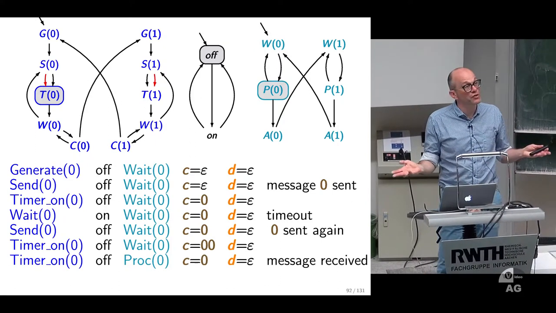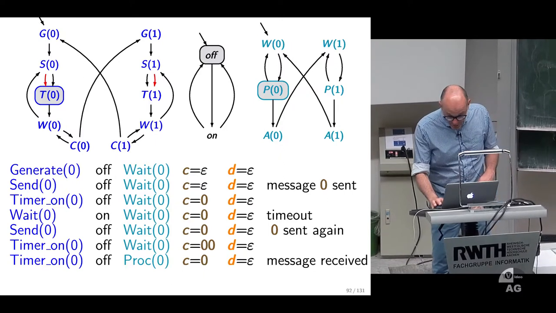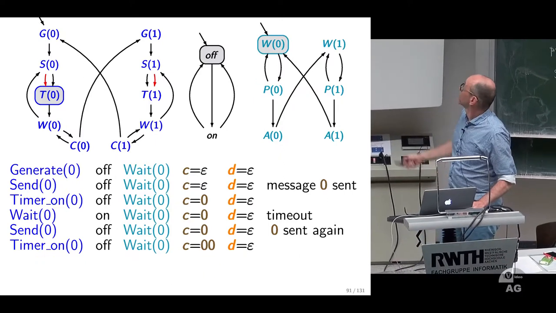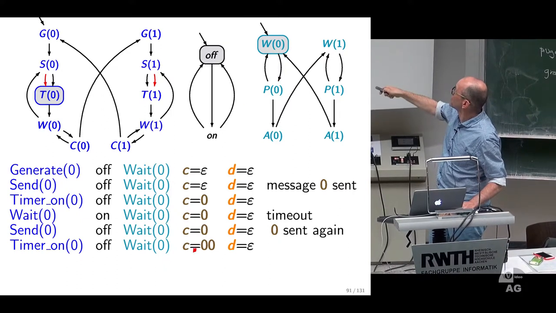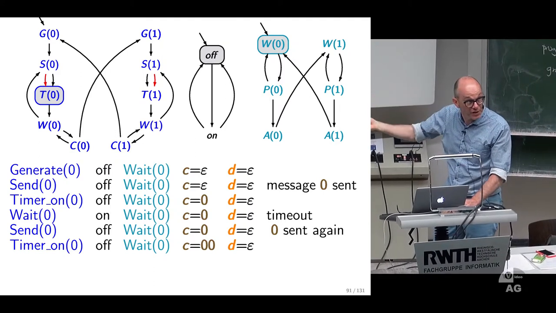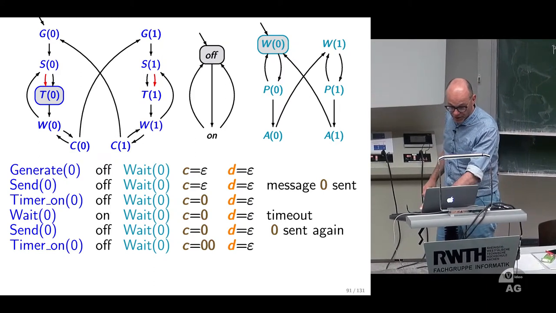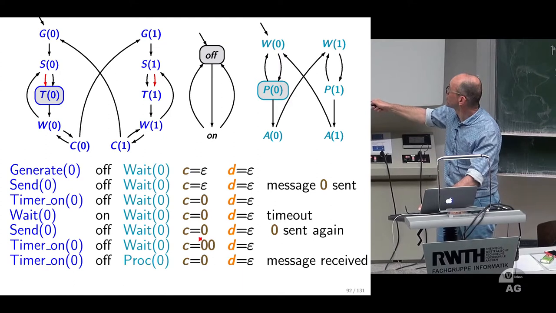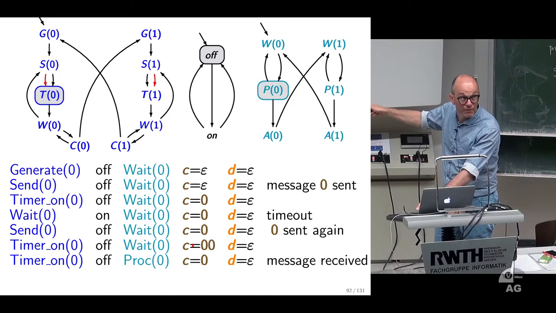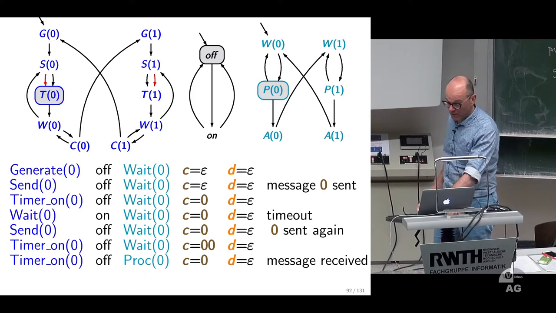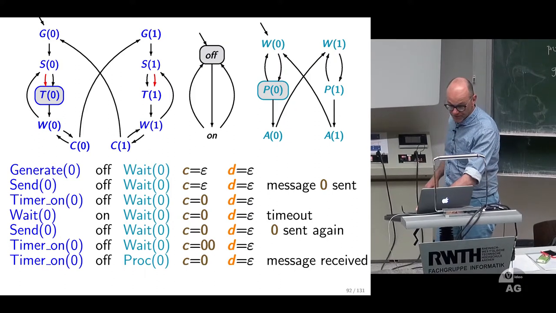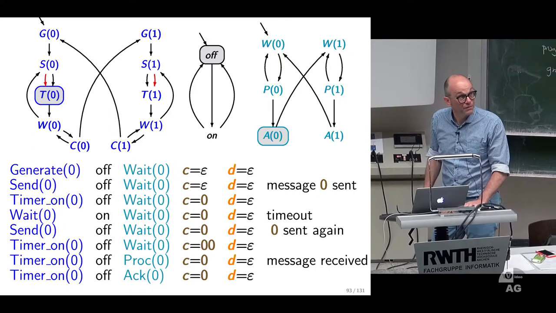Let's assume now that the message is received. What does that mean? Well, maybe this was a bit too quick. But now this edge is enabled because this one is waiting on message C to receive a message. The C is not empty, so it can receive a message. So it evolves there, and it removes the first zero from the channel. So the current channel valuation is a zero. It receives this message, and it sends an acknowledgement.